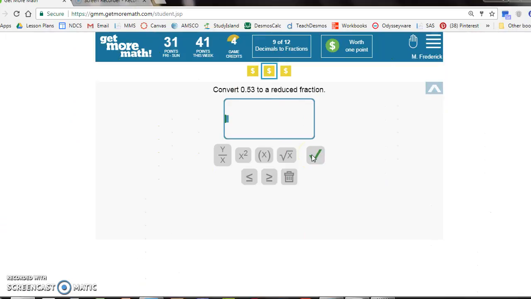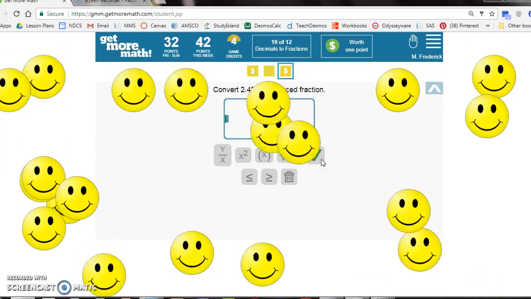Just a couple more examples here. Convert 0.53 to a reduced fraction. This will be 53/100. You can check to see what we can simplify. However, sometimes we can't simplify. This is one of those times when we go directly to a reduced fraction. So we can just go ahead and click that check mark.